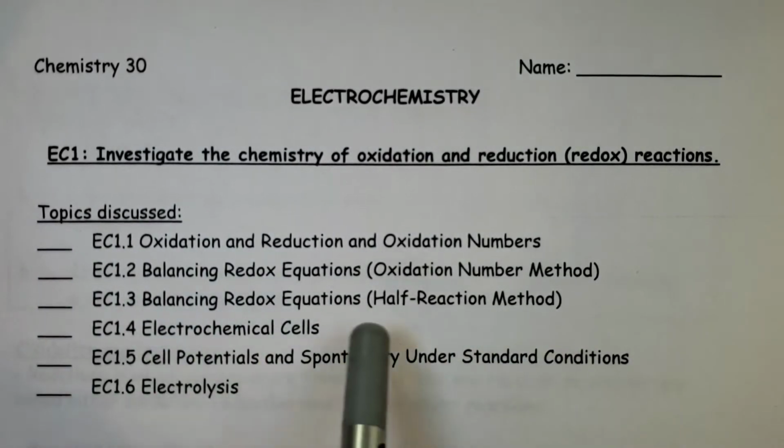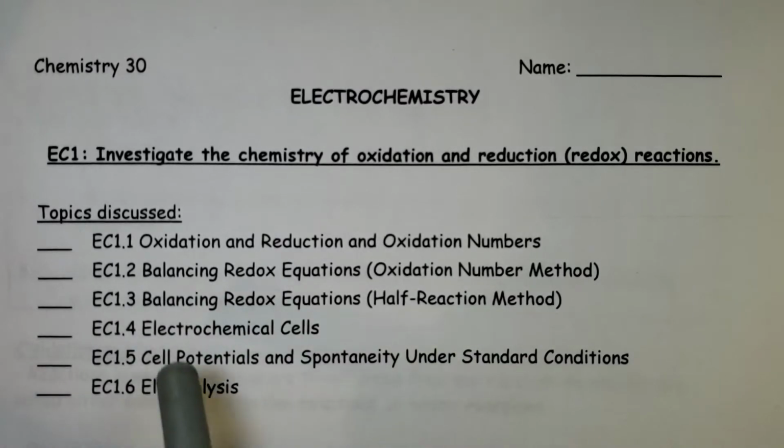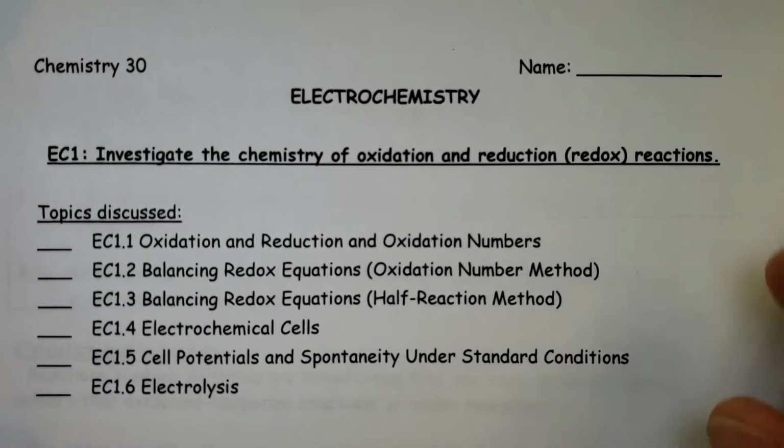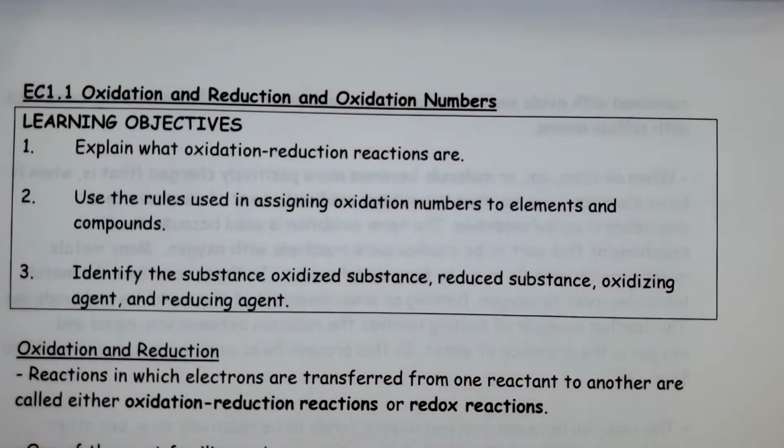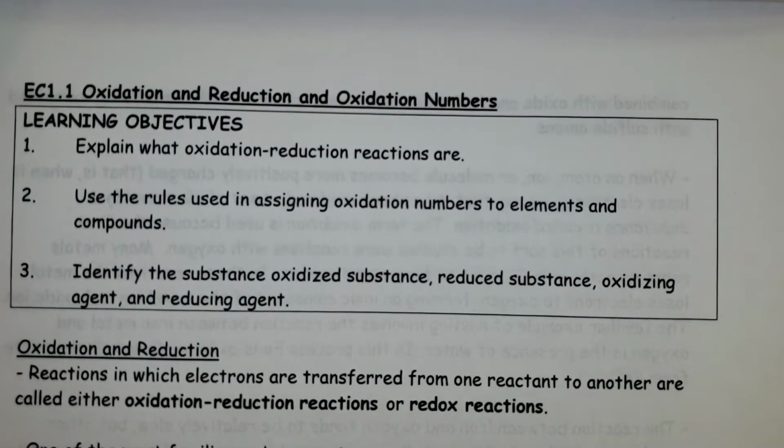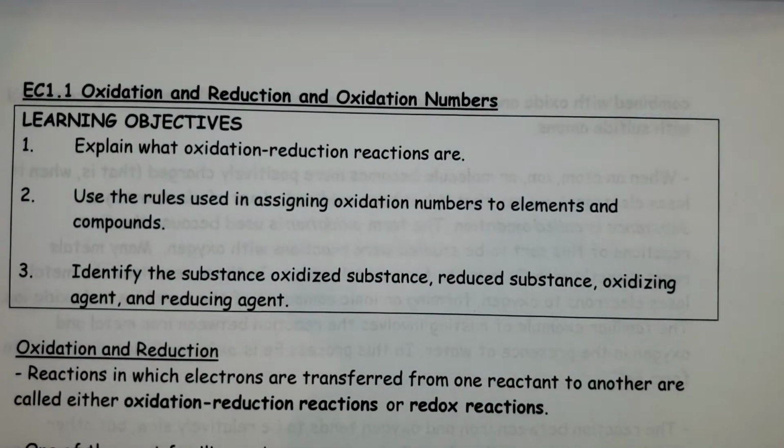And then 1.3, we'll be using the half reaction method. And then electrochemical cells, 1.5 cell potentials and spontaneity under standard conditions, and electrolysis. So this first part, EC1.1, oxidation reduction and oxidation numbers.